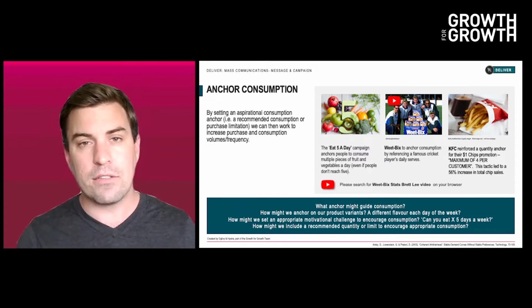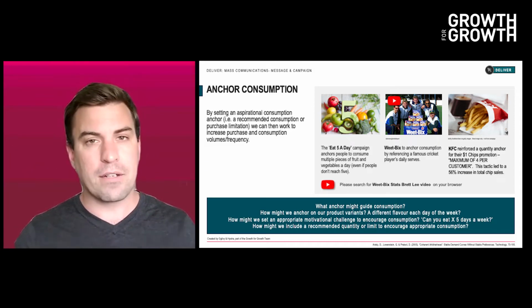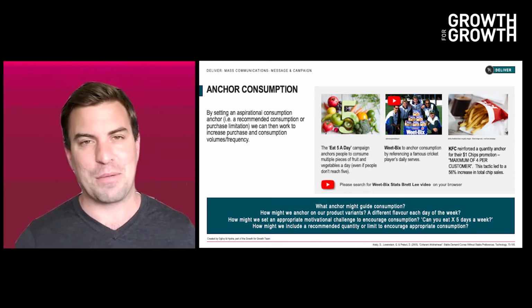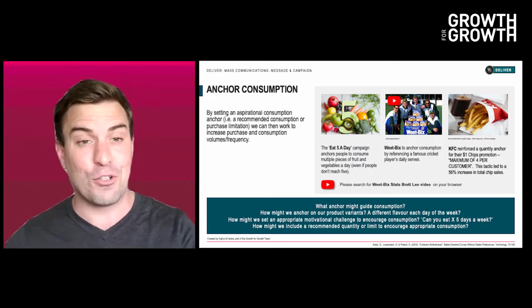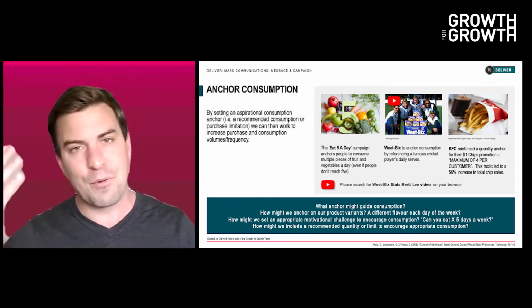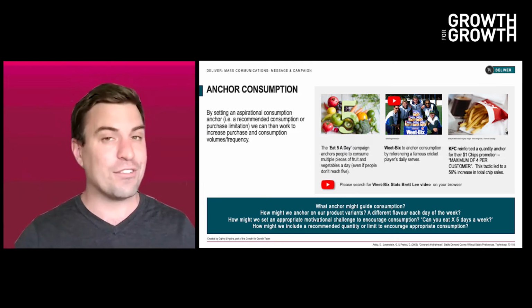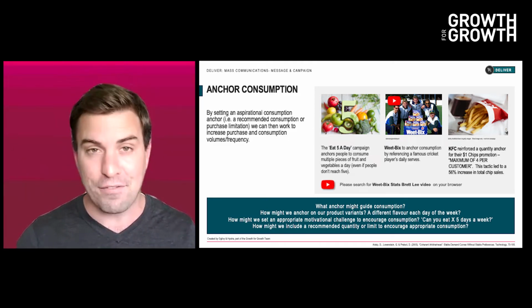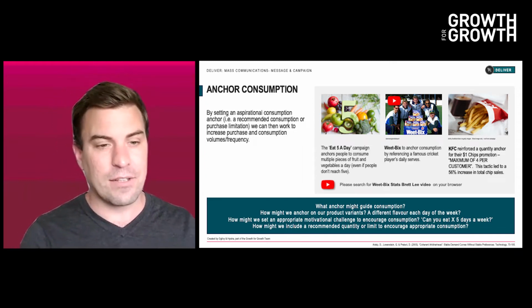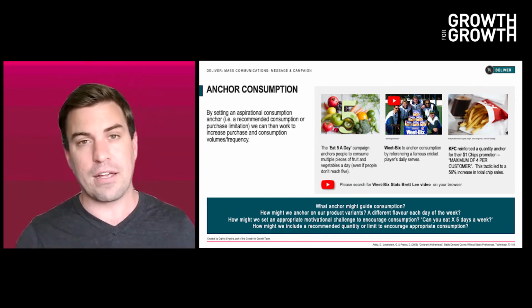And here we see three examples of this. Some work from Weet-Bix, who have always had a bit of a competitive edge to the consumption of Weet-Bix. So how many Weet-Bix can you do? And Brett Lee, the famous Australian cricketer, can do 7. So we're anchoring: well, if Brett Lee can do 7, at least I can do 5. So that's a way in which we can think about anchoring desired consumption, just like eating 5 a day.